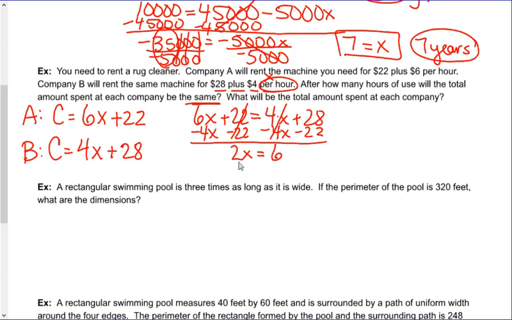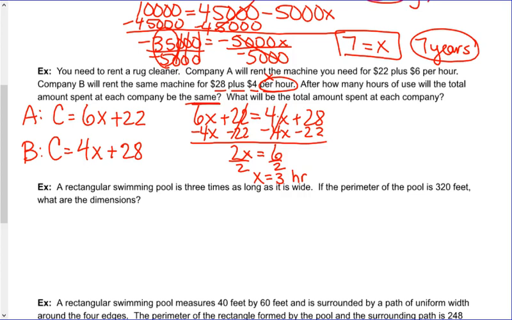And just like last time, I have a number next to my letters, so I'm going to divide both sides by that number. Therefore, x equals 3. Now, x was our number of hours, right? So this is going to be after 3 hours. Each one of those values are going to be the same.